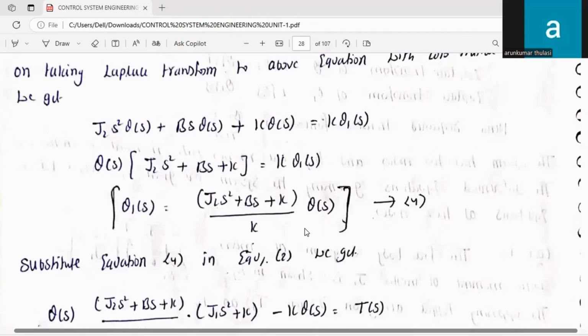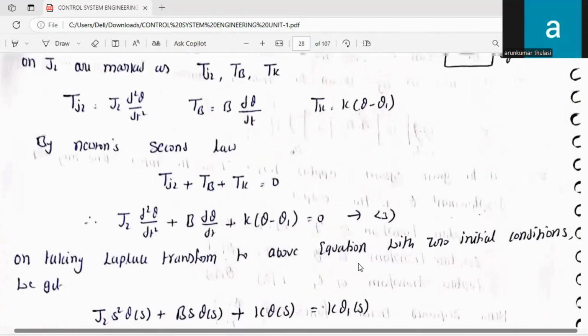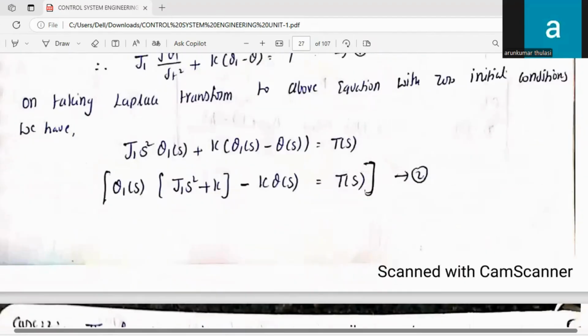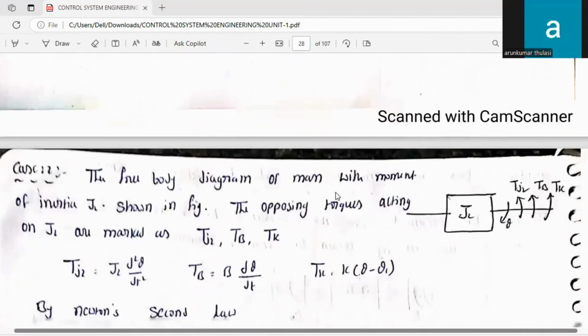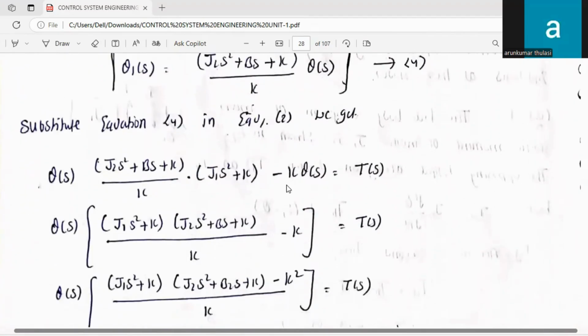So we have to substitute equation 4 in equation 2. Let's see what equation 2 is. So this is equation 2. Here, instead of theta 1 of S, we have to substitute equation 4. Equation 4 represents the theta 1 of S expression. If you substitute here, then we'll get the final transfer function. So this is the equation after substitution of equation 4 in equation 2.